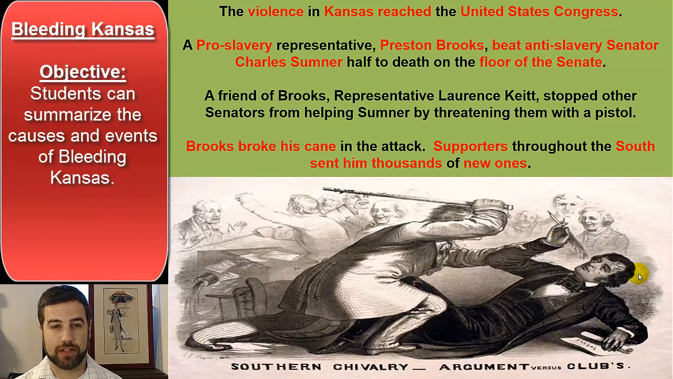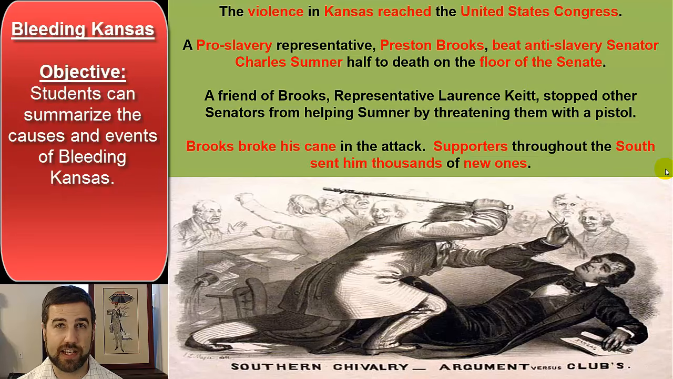And then Preston Brooks was never able to be voted out by the Congress for his actions, and he ends up going back down south to South Carolina, where he's given thousands of new canes to replace the ones that he had lost. And he even gets reelected to the House of Representatives because of his actions here.